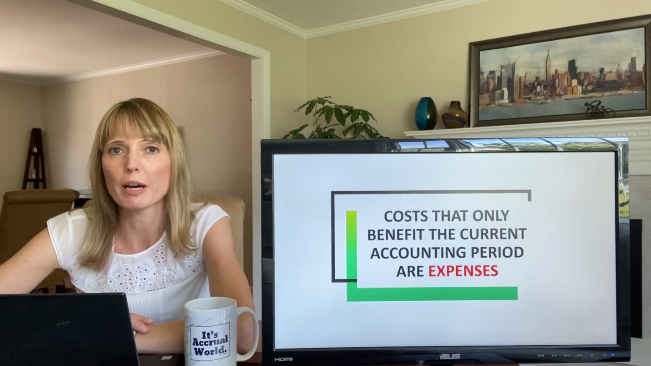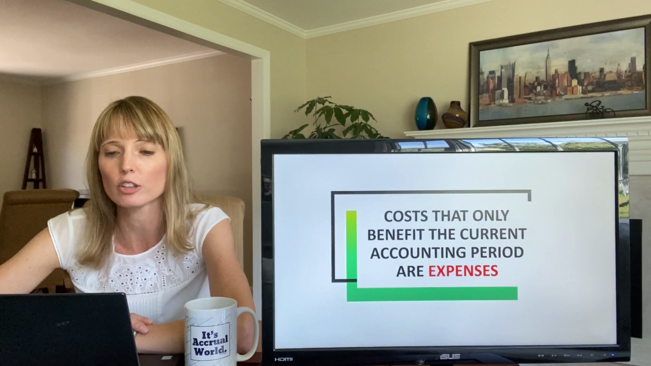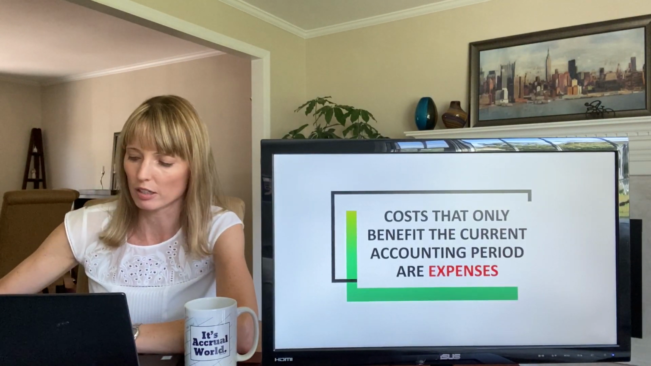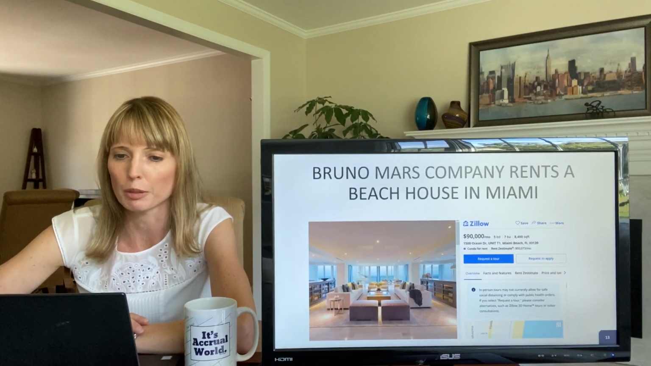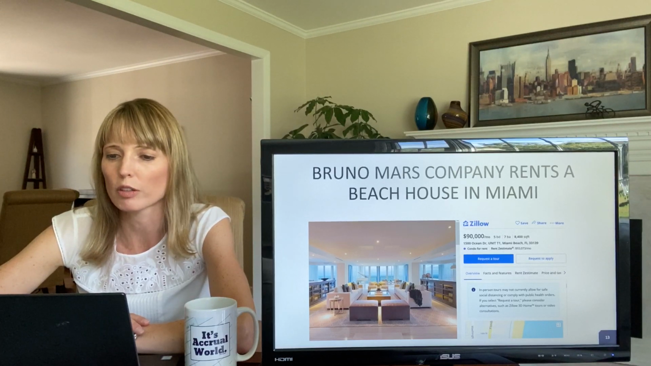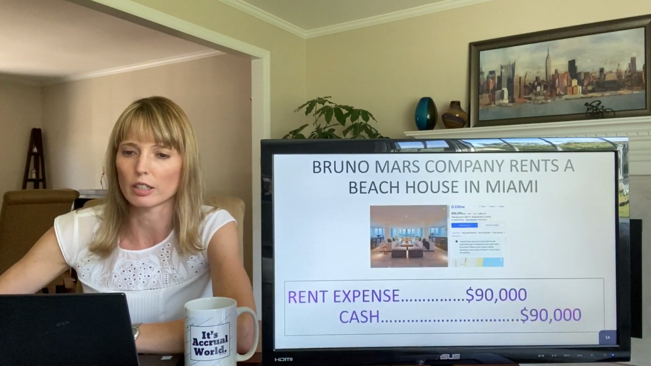If a cost only benefits the current accounting period, if at the end of the period, there's nothing left to help the company, that cost had been fully used up, then we record an expense rather than an asset. Let's take a look at another example. If Bruno Mars Company rents a beach house in Miami, we see here rent is $90,000 a month. What would that journal entry look like?